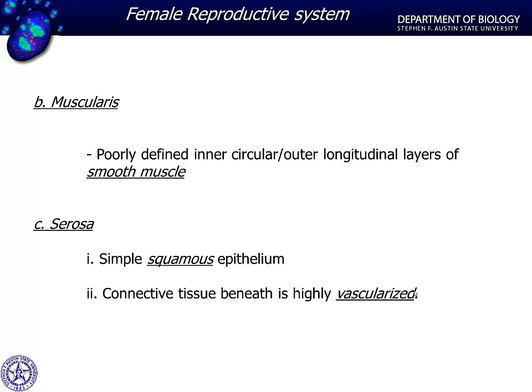Remember, this is the connective tissue wrapped with a mesentery. So here we're going to have a simple squamous epithelium, the mesothelium, and the connective tissue portion of the serosa is going to be very highly vascularized as it is nourishing the cells of the oviduct.